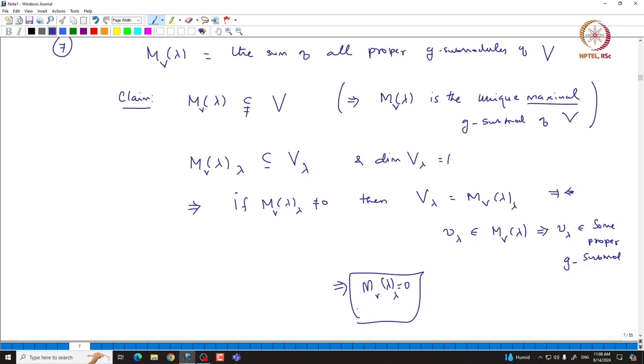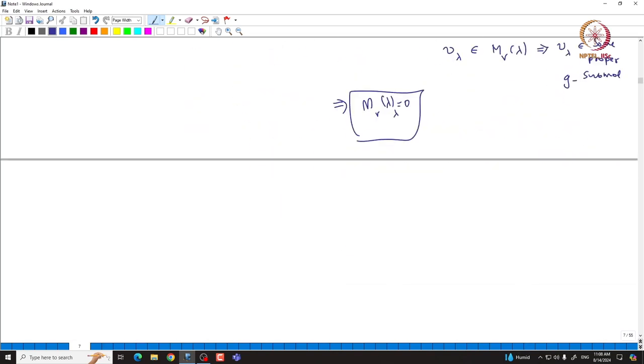So, because the lambda weight space is missed, that means this MV of lambda must be a proper submodule, and since it is the sum of all proper G submodules, it must be the unique maximal G submodule. There is no other option. So, now we can actually define this V lambda.